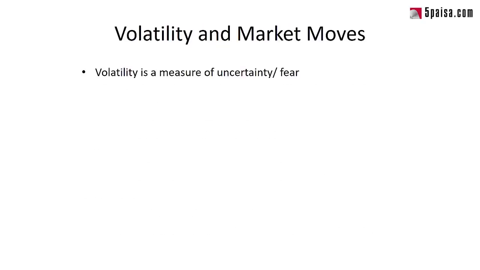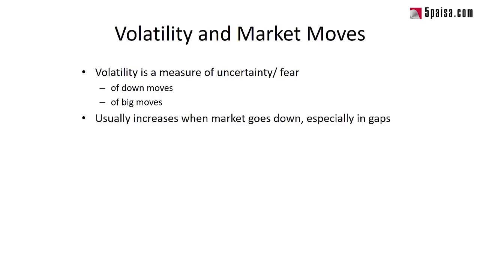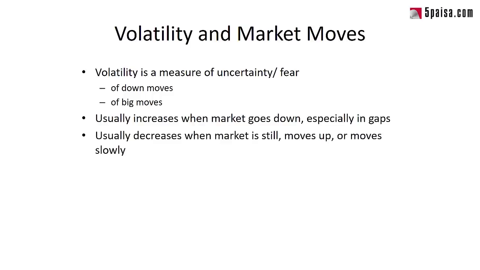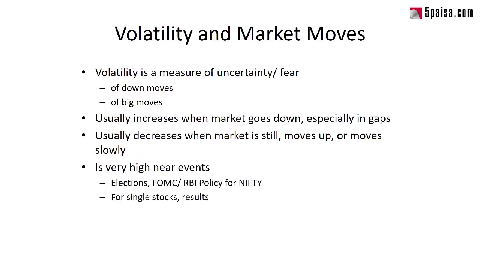So as we already discussed, IV is a measure of uncertainty or fear. Very specifically, it's a fear of sudden down moves or fear of big moves, which is either up or down. IV usually increases when the market goes down, especially in gaps, and it usually decreases when the market is still, slows down, moves a little up or moves slowly. IV is very high near events like elections, FOMC, RBI policy, etc. And for single stocks, IV spikes up just before their results or any stock specific event.